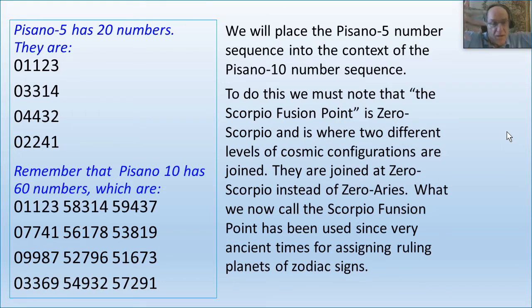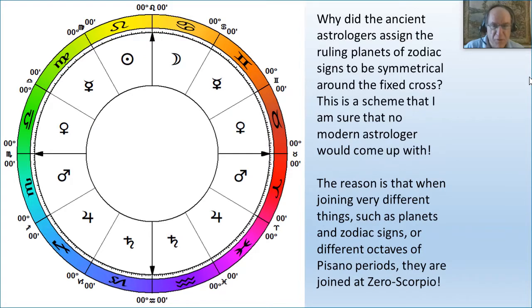In other words, we connect vibration 5 and 10 at Scorpio. And I call this the Scorpio fusion point. Let me say this again. If you take 2 different things, such as 2 different frequencies, and you want to connect them, we connect them at the beginning of Scorpio instead of the beginning of Aries. Now, why the heck are we doing that? It might seem to make no sense at all, but there's a reason for it.